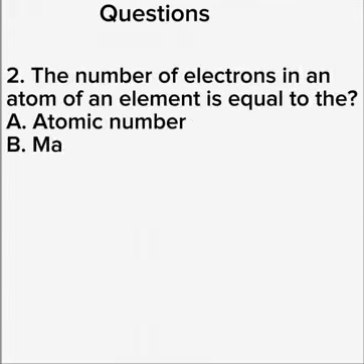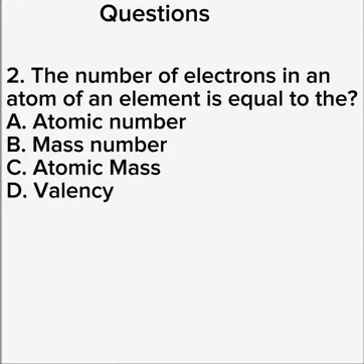Question number 2. The number of electrons in an atom of an element is equal to the A. Atomic number. B. Mass number. C. Atomic mass. D. Valency. The correct answer is option A, atomic number. Atomic number is the number of protons in the nucleus center of an atom. Think of it like a unique ID card for each element.